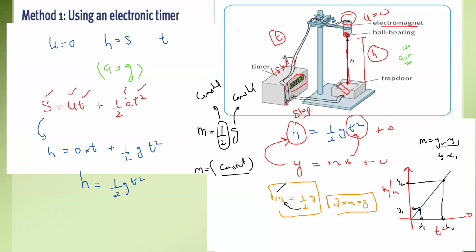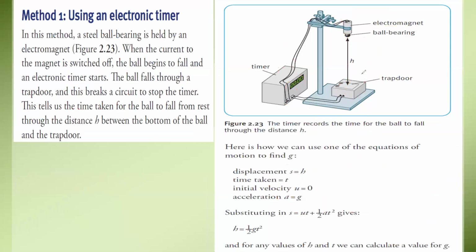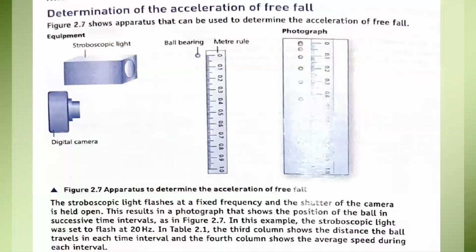In the same way, this experiment can be done in other ways. Instead of using this timer and the electromagnet, we can also use a stroboscopic quick light, as well as a digital camera, and we photograph the motion of this object. For example, we can use a video camera here, a digital camera. So these are the positions of this object at different intervals.